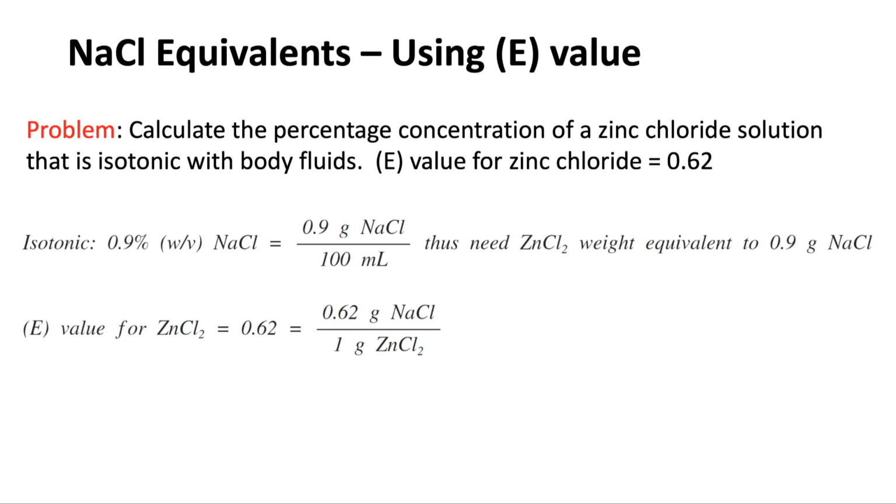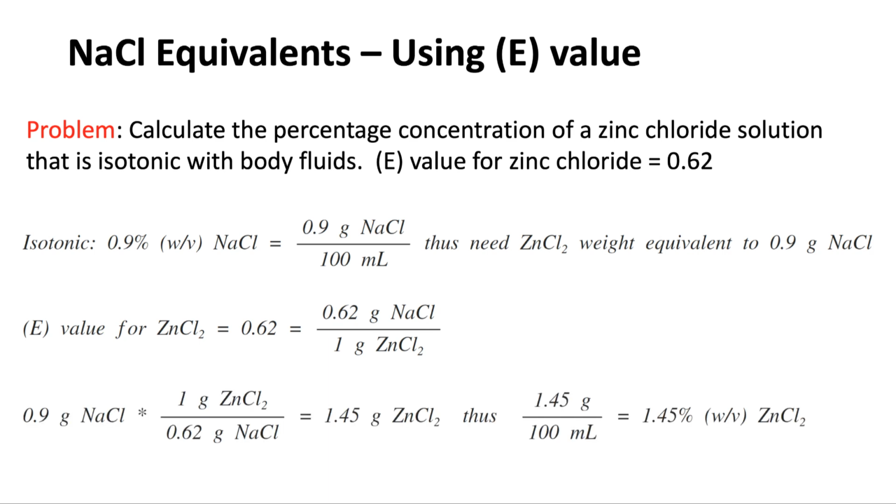We know that the E value for zinc chloride is 0.62. We would express that as 0.62 grams of sodium chloride per 1 gram of zinc chloride. Since our target is 0.9 grams of sodium chloride, let's multiply that by the fact that 1 gram of zinc chloride is equivalent to 0.62 grams of sodium chloride. Therefore, 0.9 times 1 divided by 0.62 equals numerically 1.45, and our units would be grams of zinc chloride. Thus, we've shown that 1.45 grams of zinc chloride is equivalent to 0.9 grams of sodium chloride. Therefore, 1.45 grams of zinc chloride per 100 milliliters is the same as 1.45% weight per volume, and that's the concentration of zinc chloride that is going to be isotonic.